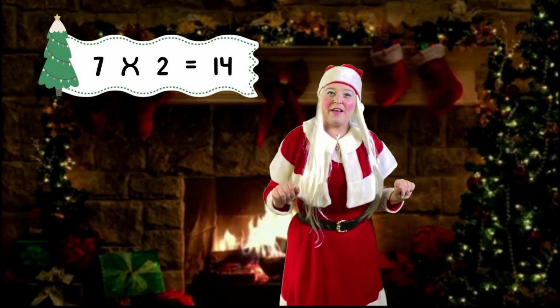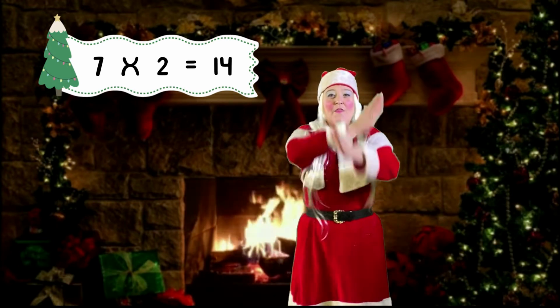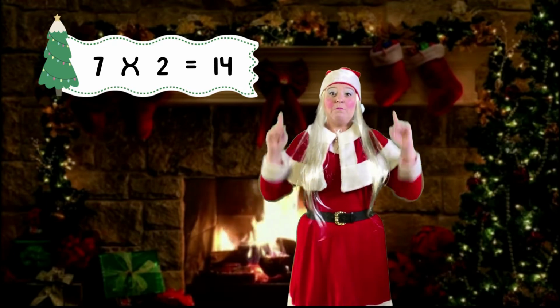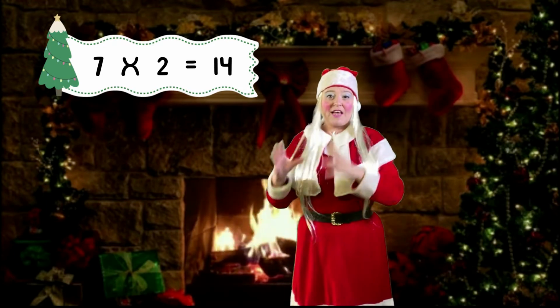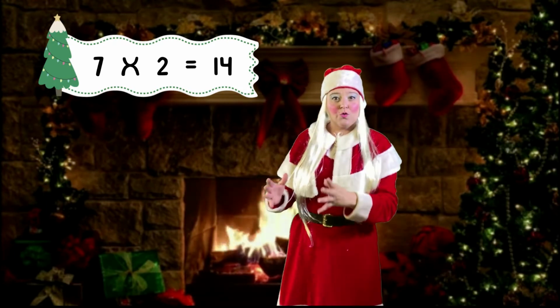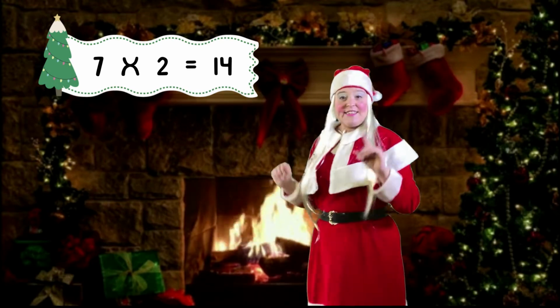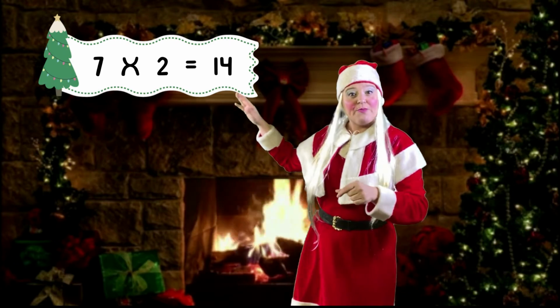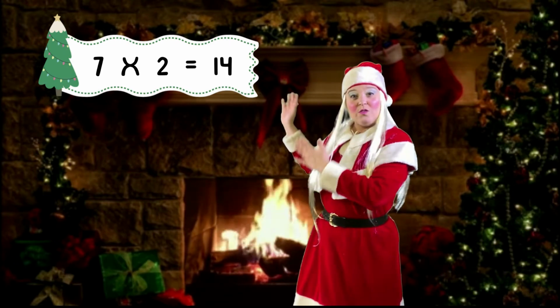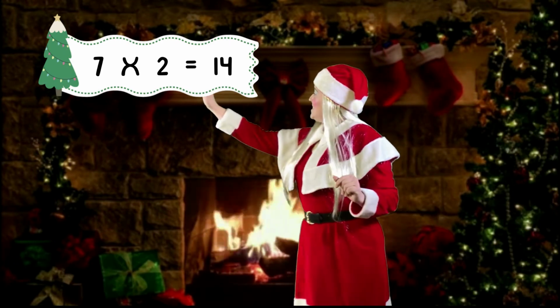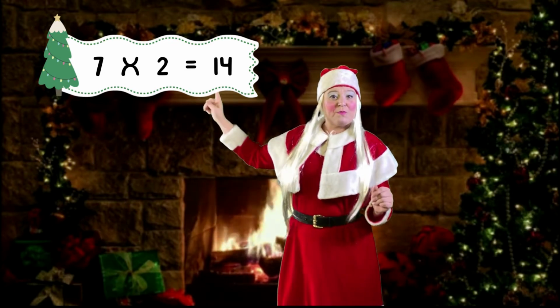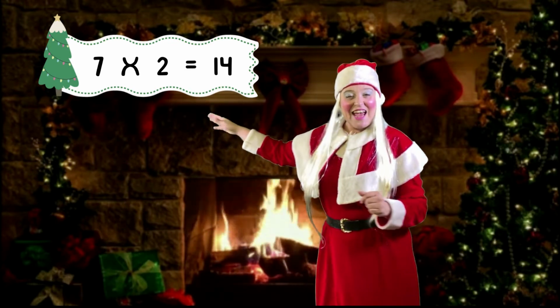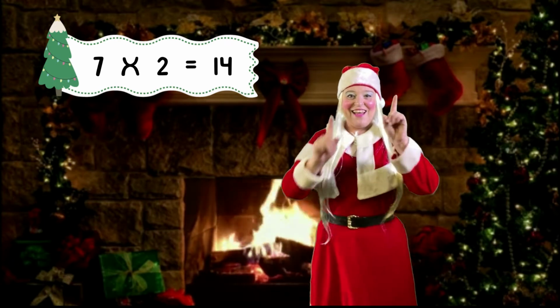Not everybody remembered. Remember, the multiplication sign means groups of. It means equal groups. So, this multiplication fact means 7 groups of 2 equals 14. 7 equal groups of 2 is the same as 14. There we go. Very good.